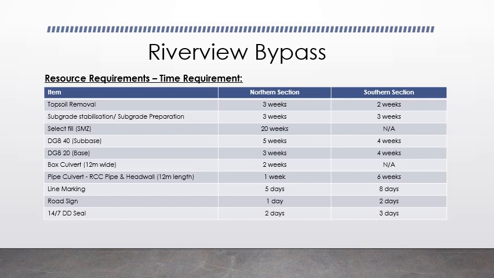The line marking, for the northern section, 5 days. For the southern section, it will be 8 days. Road signs, northern section 1 day, and the southern section will require 2 days. And the seal work, northern section 2 days, the southern section 3 days.